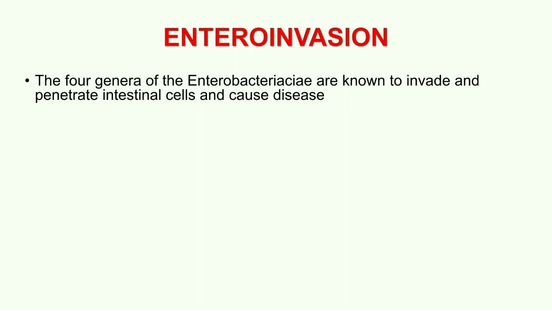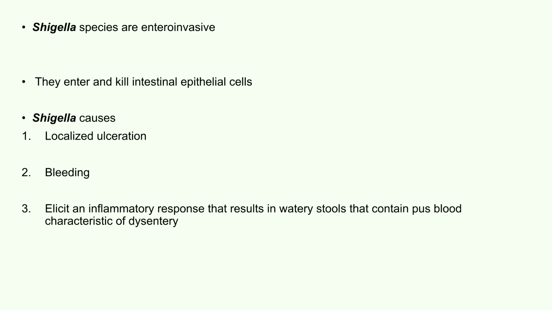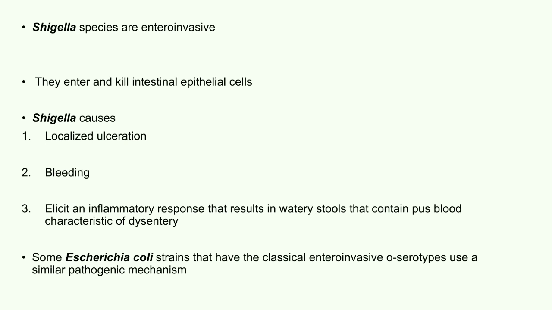Enteroinvasion. The 4 genera of Enterobacteriaceae are known to invade and penetrate inside the intestinal cells and can cause disease. These include Shigella, Salmonella, Yersinia, and E. coli strains. Shigella strains are strictly enteroinvasive. They enter and kill the intestinal epithelial cells. Shigella are known to cause localized ulcerations, bleeding, and elicit an inflammatory response that results in watery stool that contains pus and blood, which is characteristic of dysentery. Some Escherichia coli strains also have classical enteroinvasive O serotype, which use a similar pathogenic mechanism as that of Shigella.